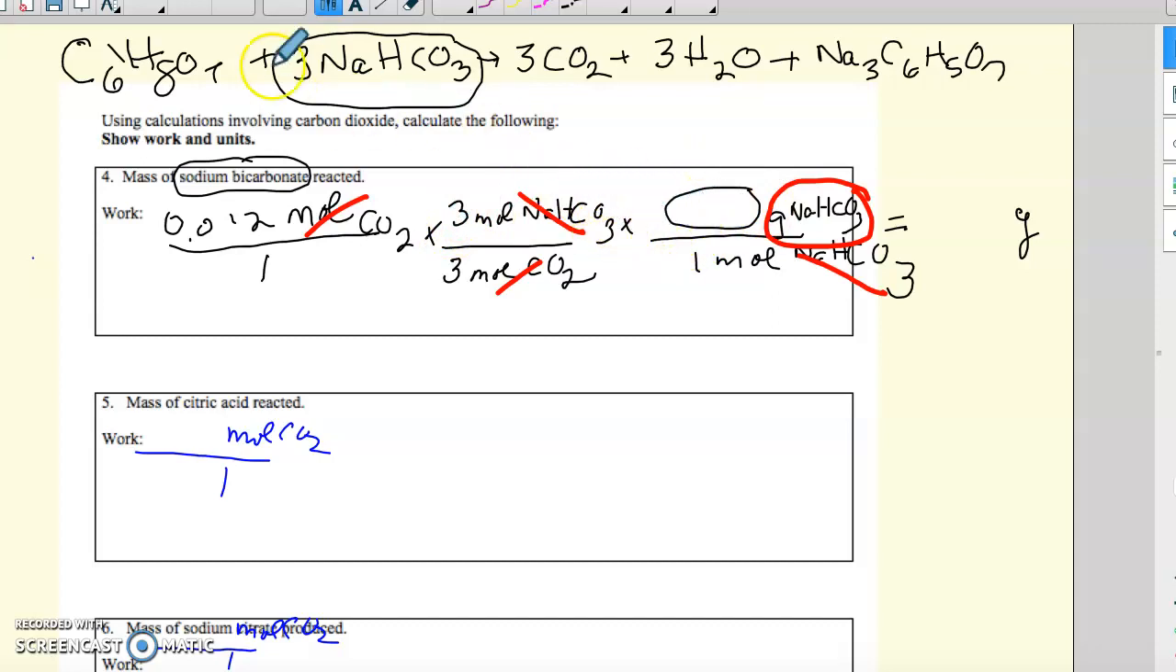So you guys should finish that up. You can work together as a group, and then I will collect them when I get back.